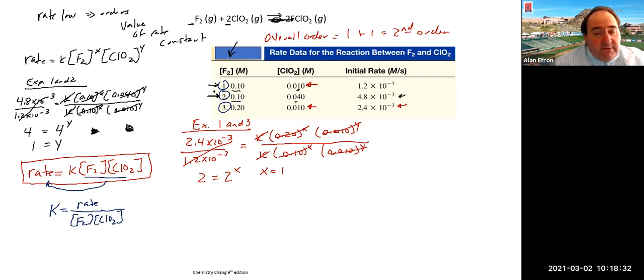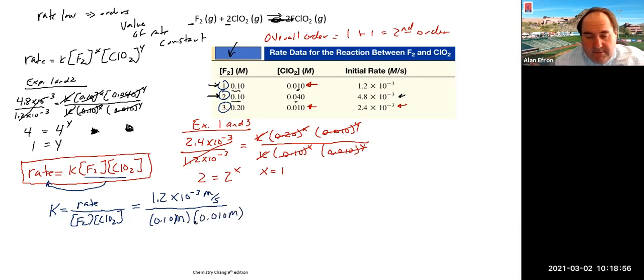The only thing obviously is you can't mix and match. So if you choose entry number 1, you need to use all the numbers from number 1 or number 2 or number 3, whatever it may be. So again, I'm just going to go with the first one there and put in 1.2 times 10 to the minus 3 molar seconds divided by our 0.1 M and our 0.01 M.